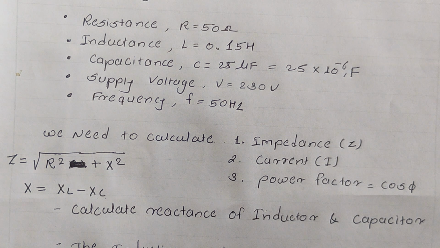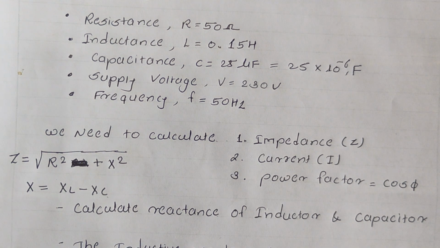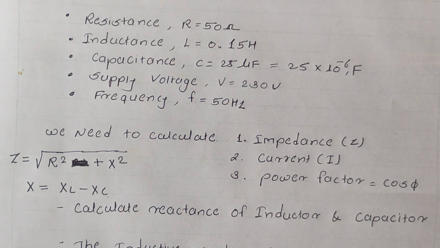First, we know the formula for impedance. Z equals square root of R squared plus X squared, where X equals XL minus XC, as we know the total reactance is the difference between the inductive reactance and capacitive reactance. So first calculate the reactance of the inductor and capacitor.